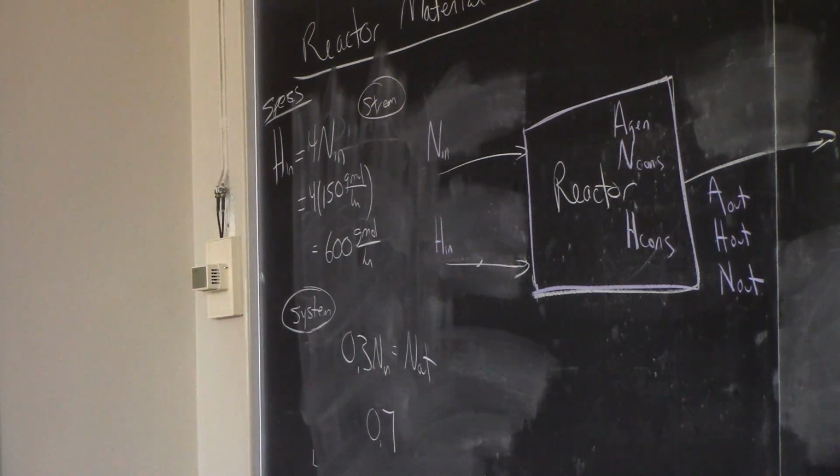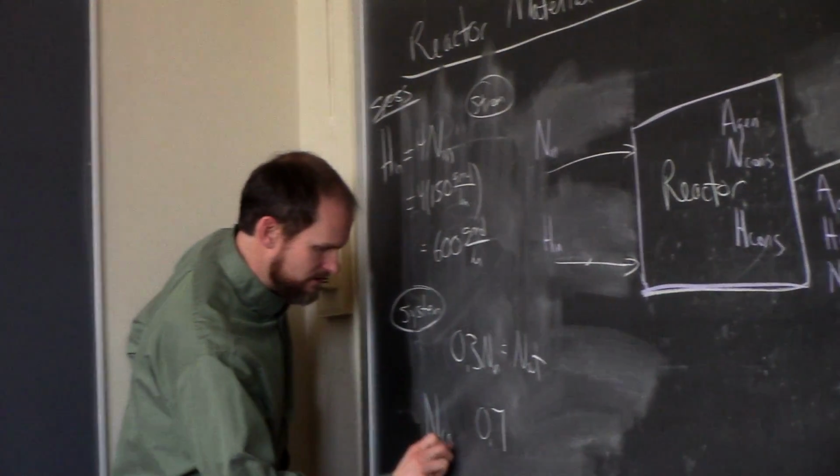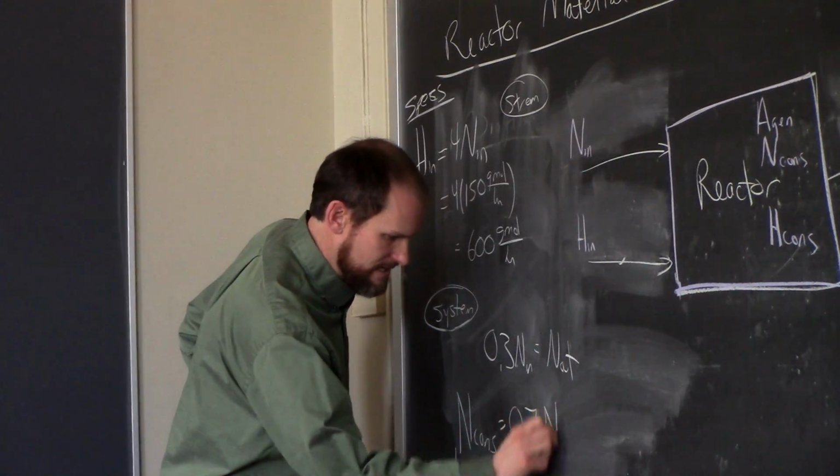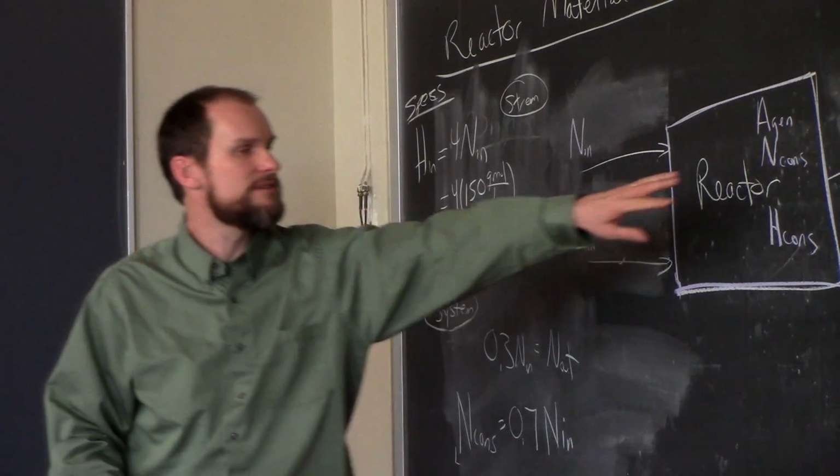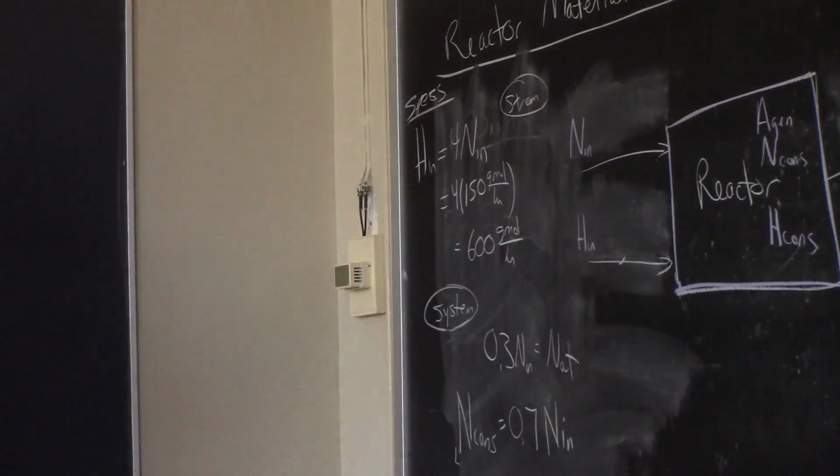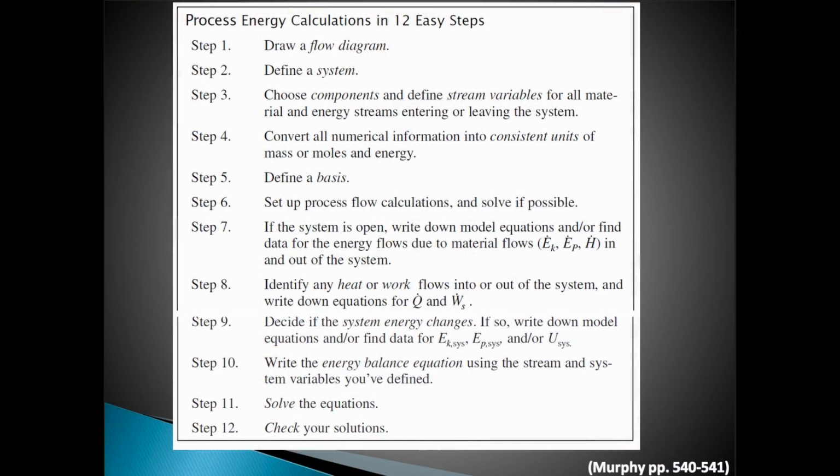N consumed is 0.7 times N in. So we have this system variable of how much is consumed in the reactor, so we can use that variable. What's consumed is 70% of what goes in. All right, step 8, material balances.